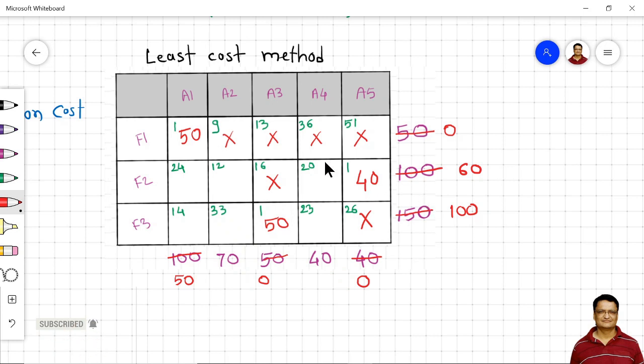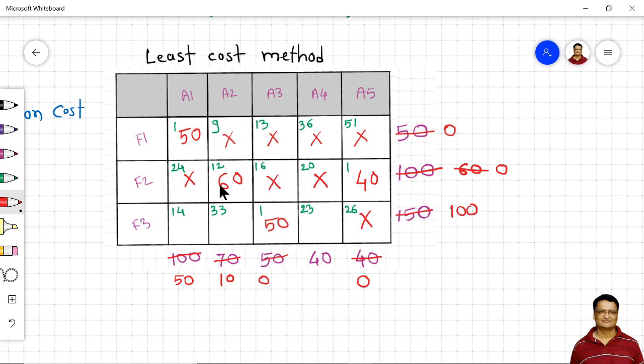Now out of all these remaining cells, the minimum cost value is this 12. Here the supply is 60 and the demand is 70, so I can make only an allocation of 60 units over here. So making the allocation of 60 units, this particular supply will be completely exhausted and there will still be a balance of 10 as a requirement, and I need to make crosses in these cells as the supply is exhausted.